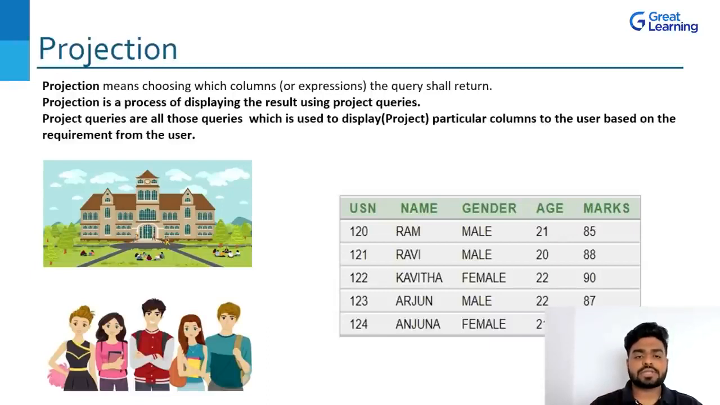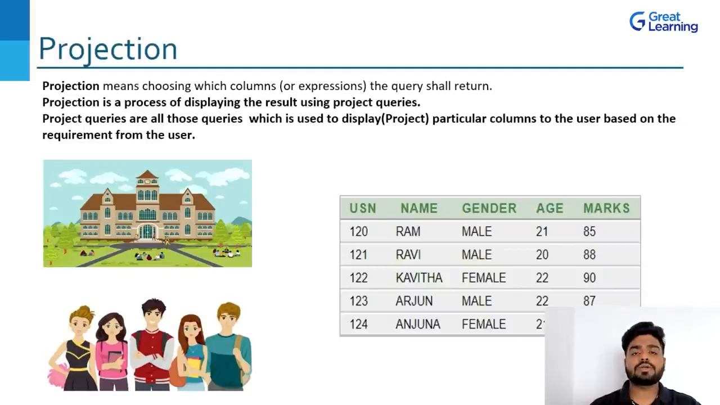So projection is the process of displaying the result using project queries. Project queries are all those queries which are used to display particular columns to the user based on the user's requirement. So if I want only name and age, that is what I'm commanding Oracle: I want only name and age. Now suppose you are writing that you want the details of all the students whose age is greater than 20. So now you have a condition.